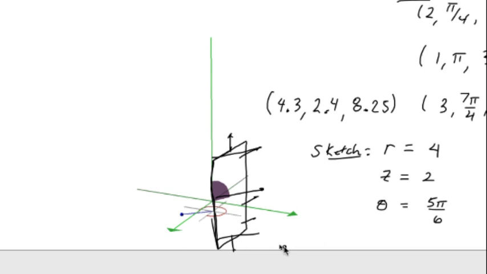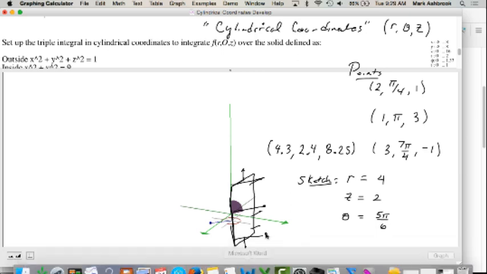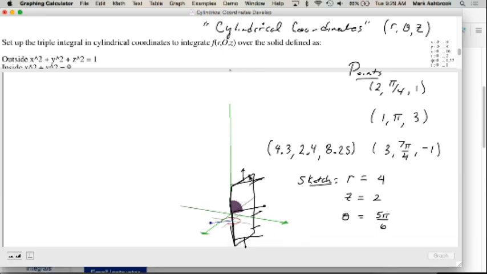Does it make sense? Mark, why can't it be negative R? Yeah, R is defined as only positive in cylindrical coordinates. Like in polar coordinates, R could be negative, but in cylindrical coordinates, R is defined as greater than or equal to 0. Good question. If R was allowed to be negative, then we would get the whole plane through 5 pi over 6, but because R is just defined to be 0 and positive, we get the half plane.